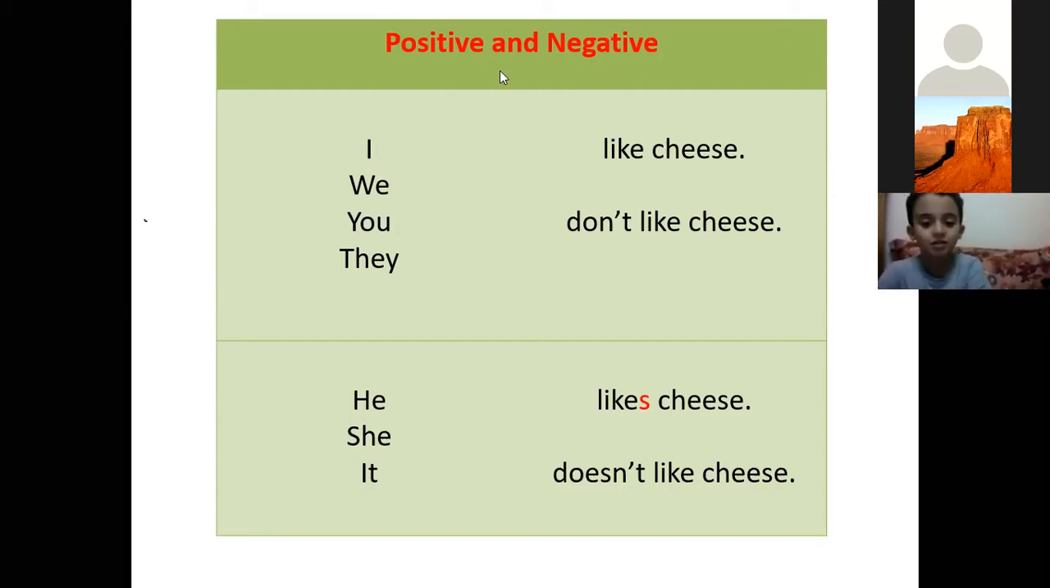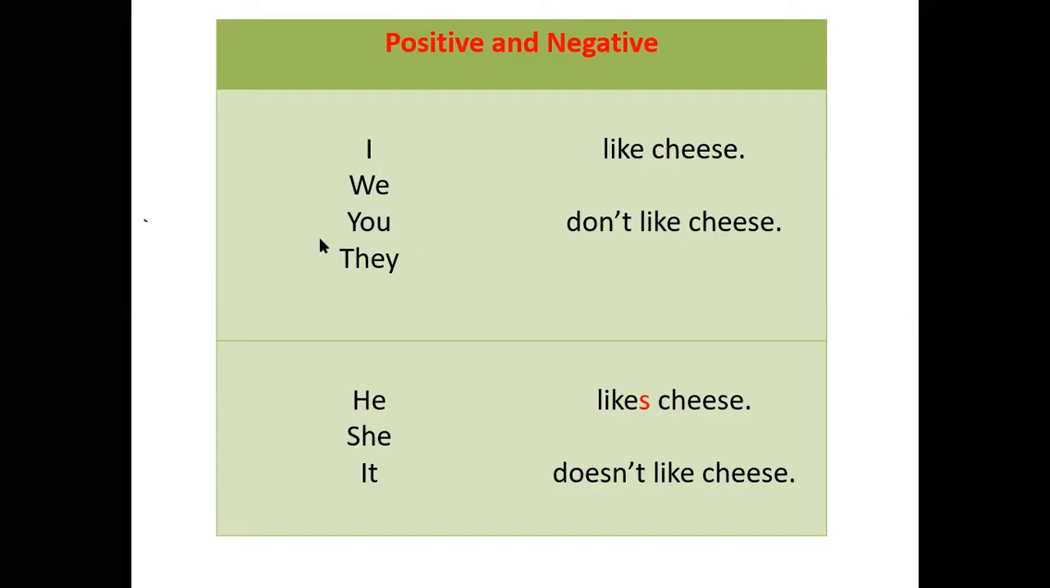Okay, students, I will read the examples for you. I like cheese. We like cheese. You like cheese. They like cheese. Look here, the verb like, no s at the end. If I want to make negative, I say I don't like cheese. We don't like cheese. You don't like cheese. They don't like cheese.